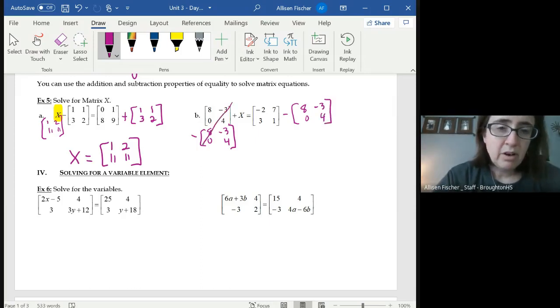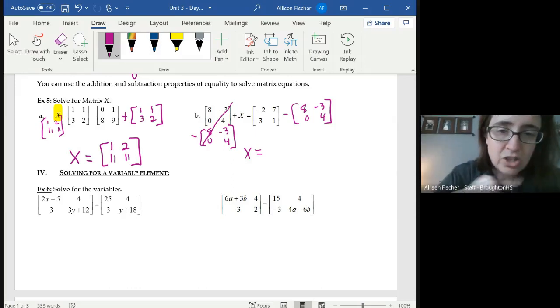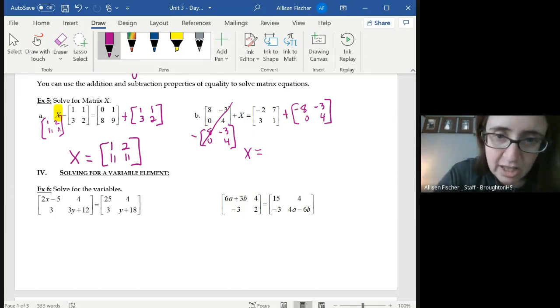Okay, that becomes a 0 matrix. So you get X equals negative 2, subtract... do you want me to do keep, change, flip? Keep, change. Oh yeah, that's what I meant, keep, change. Sorry, I don't usually do that. So keep, change all of these.